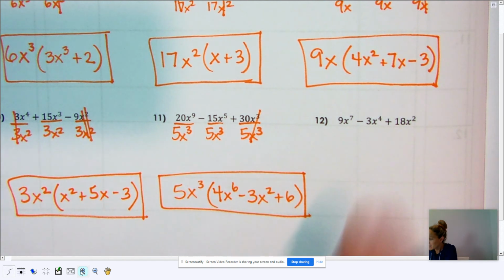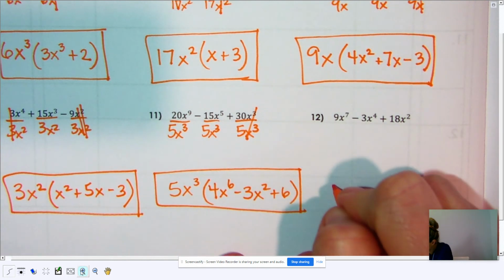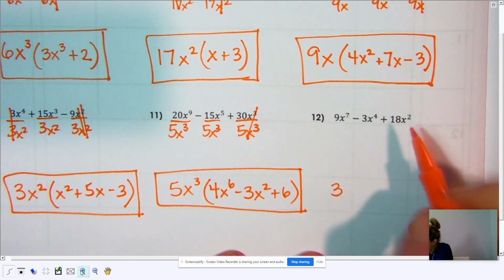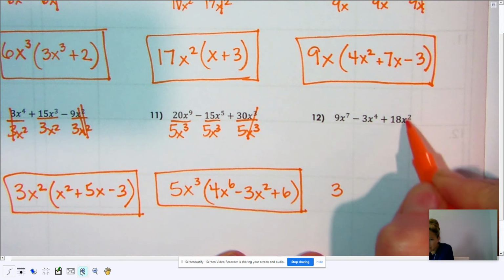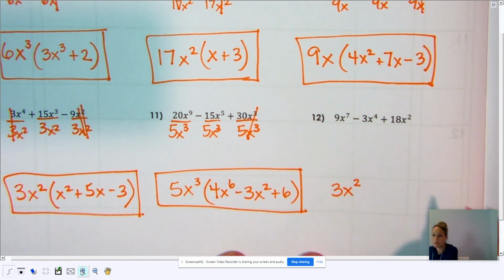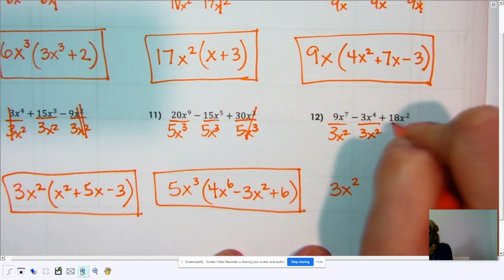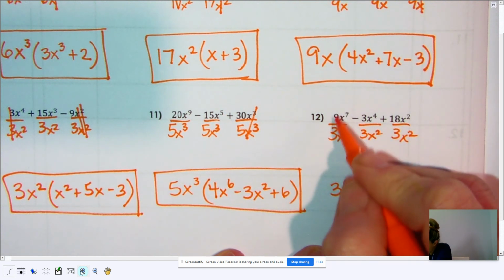So last one, I'm going to look at the smallest number. Can that go into all of them? Yes, it can. So 3 is my number. And then I'm going to look at the smallest number of x's because that's the most that I can pull away from all of them exactly the same. So I'm going to divide by 3x squared in all of these ones. And so we just need to see what's left.